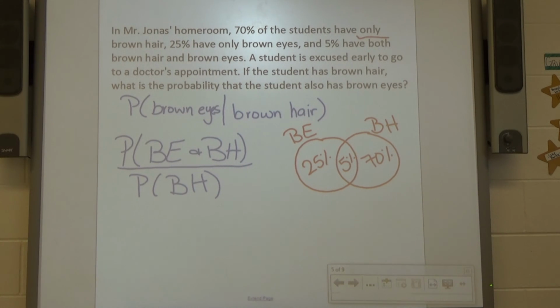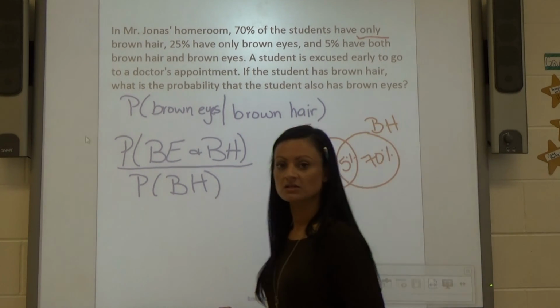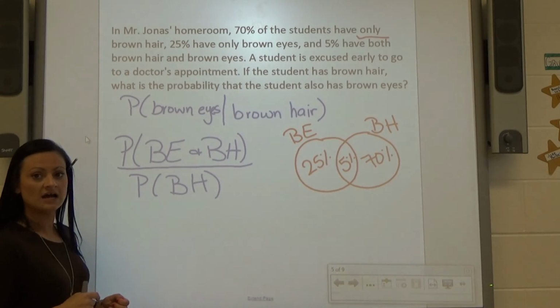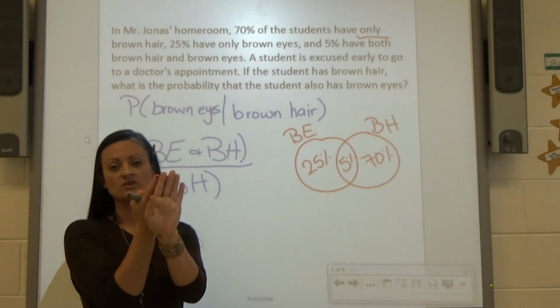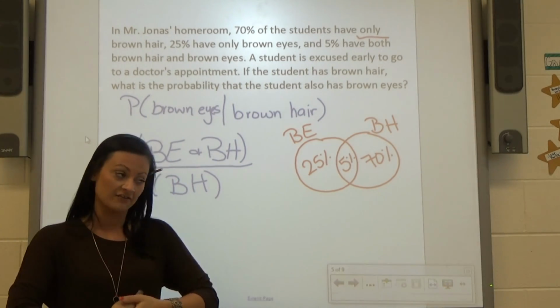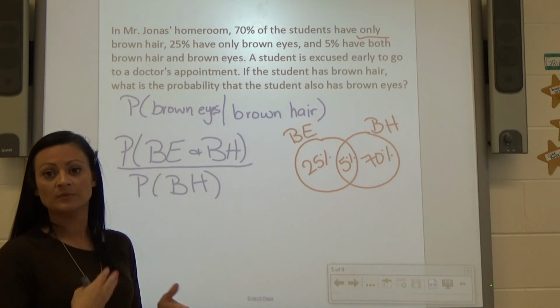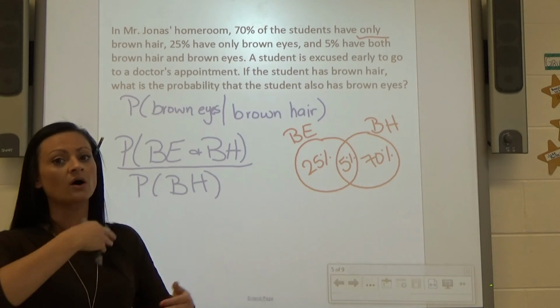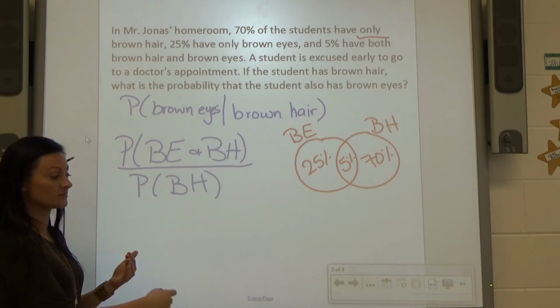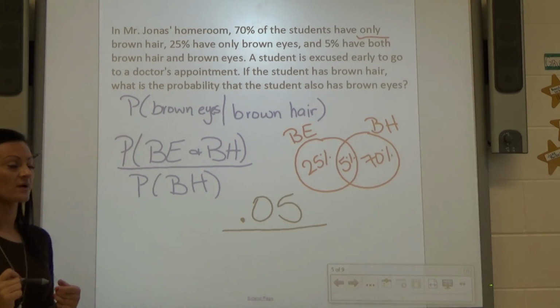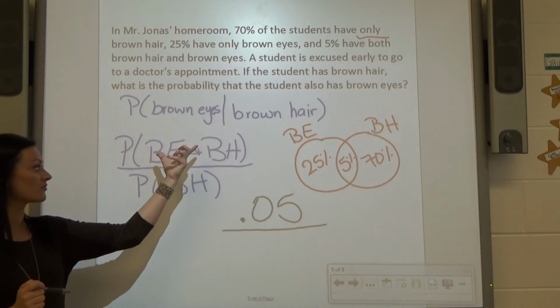So when I go to create my probability fraction, I need to be very careful when I deal with brown hair. So let's start with the numerator first. So brown hair and brown eyes, that's where those two pieces of the circles overlap, where they happen together. So that would be the 5%. Not going to put a percentage into an equation. I always have to substitute that as a decimal. So I'm going to have 0.05 in the numerator to represent the 5% of people that have both brown hair and brown eyes.